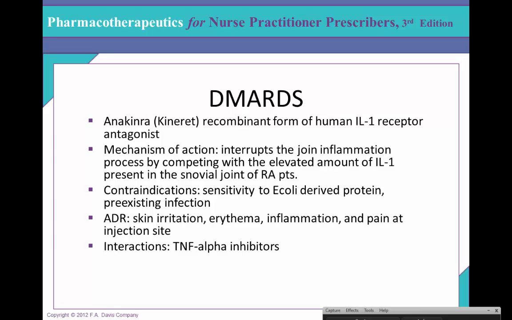Kineret, anakinra, is also a recombinant interleukin receptor antagonist, and basically what it does is interrupt the joint inflammation. So it's basically to compete with the inflammatory cascade. It does have high sensitivity to E. coli, so patients could have an allergic reaction and hypersensitivity if there is a persisting infection.